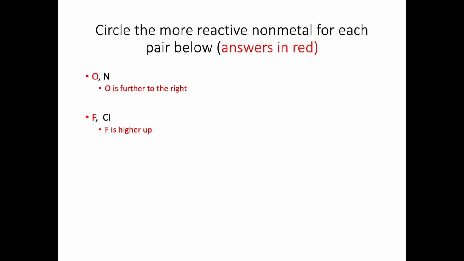Okay. And there you go. Oxygen is further to the left, not to the right, my bad. Oxygen is further to the left. No, I'm sorry, I was right. Oxygen is further to the right. It should be more reactive because it's smaller than nitrogen. I was just looking in the wrong place. Okay, fluorine and chlorine. Fluorine is higher up, therefore it should be a smaller atom. Smaller atoms gain electrons better.